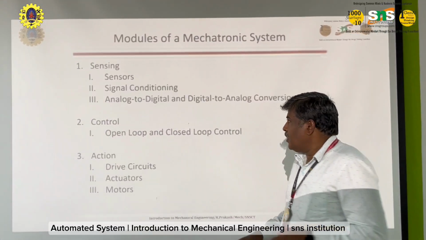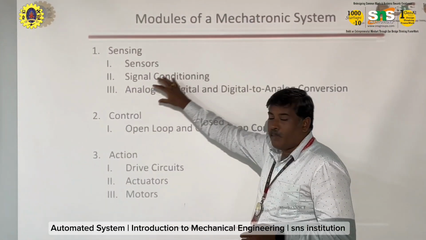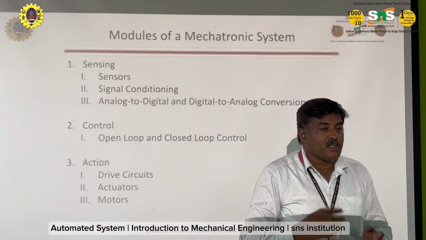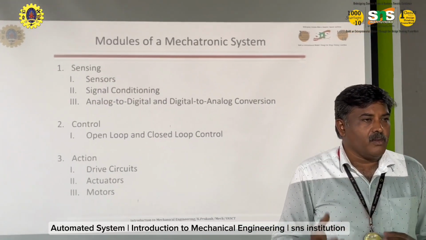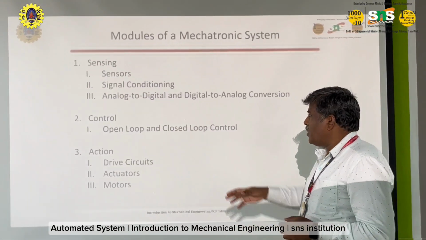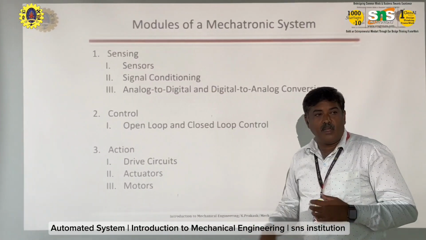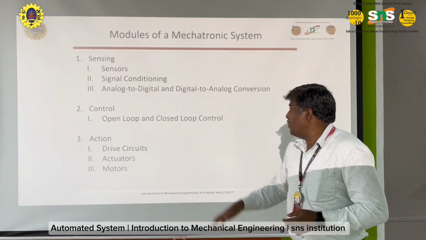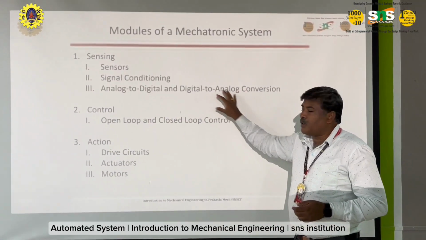In mechatronic systems, we use mechanical systems. We use sensors to control the systems and to send signals, to do the process. We use signal conditioning, and we use analog to digital conversion so the computers can understand, and digital to analog. So these are the sensings.